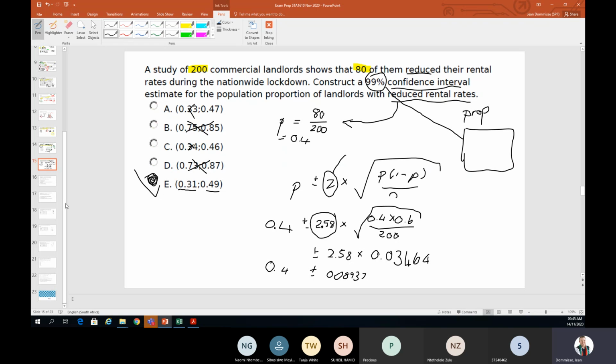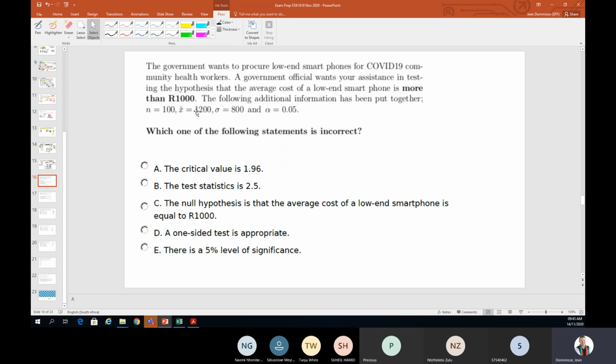Okay, let's go into the next one. So now we've done confidence interval as well. Then the next thing is hypothesis testing. Okay, so let's look at all of this. Let's first look at what all the things are that they ask, and which is incorrect.